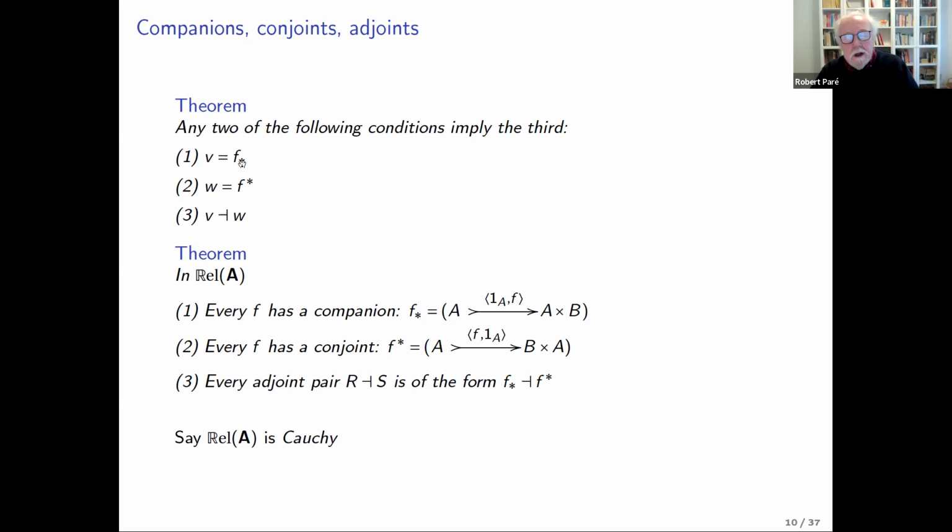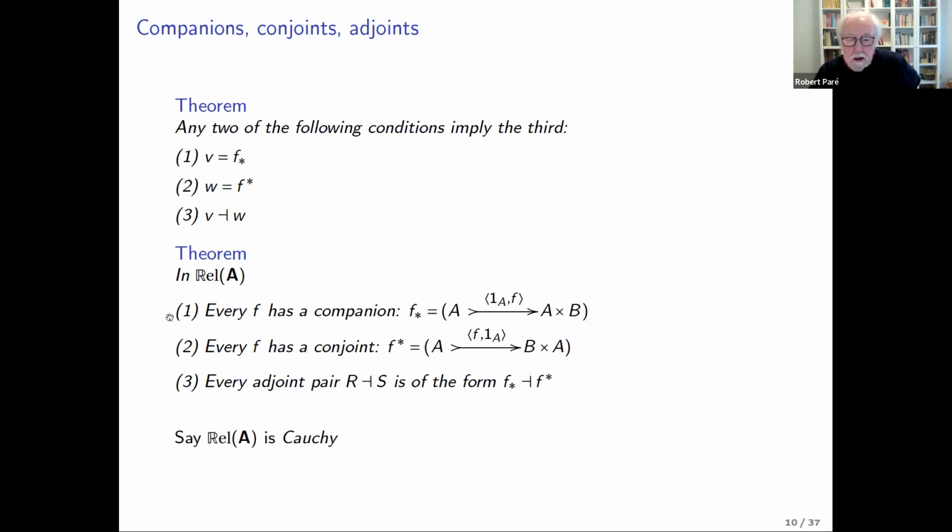As I said, a companion is left adjoint to a conjoint, but if you have a companion and it has a left adjoint, then it's a conjoint, and so on. I don't know if I said that right, but it's written down here. Any two of these conditions implies the third.